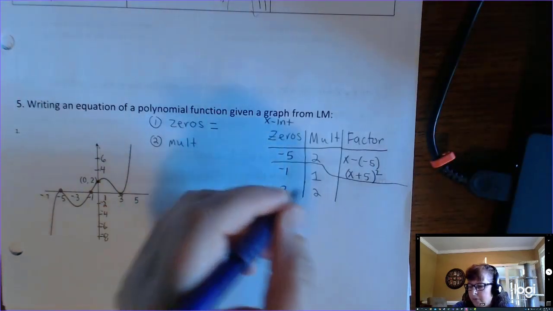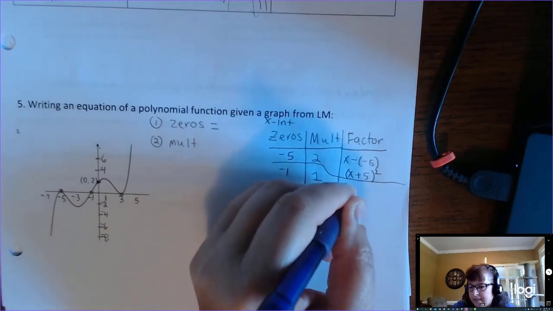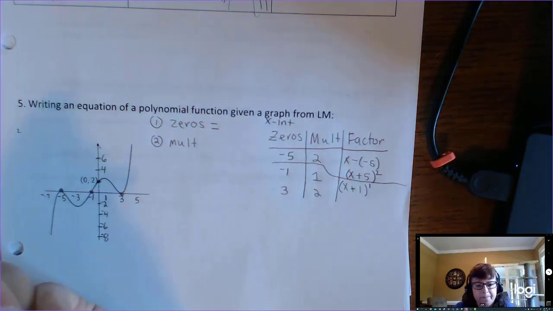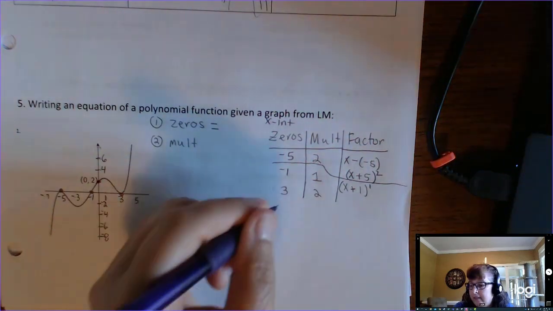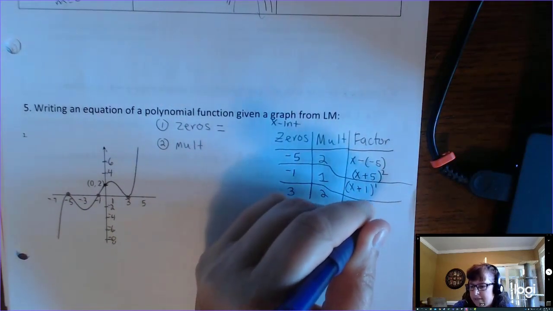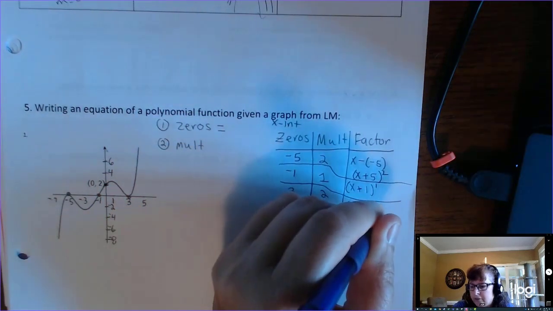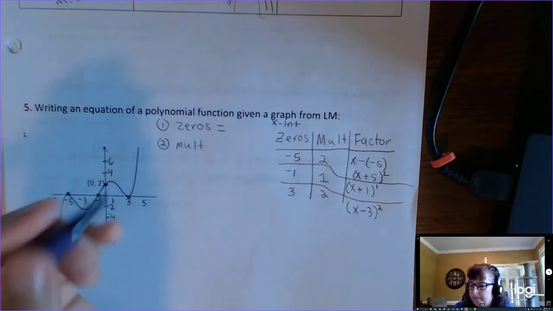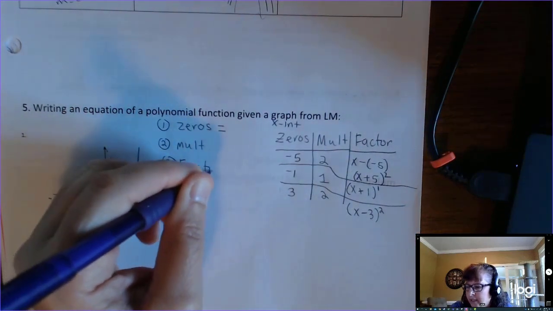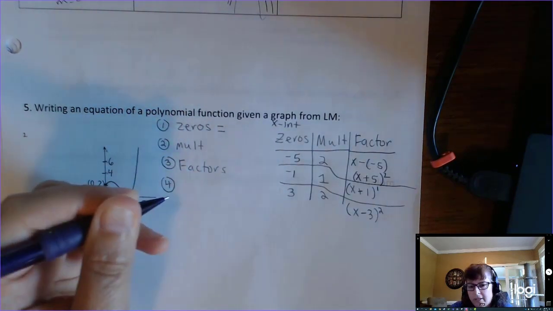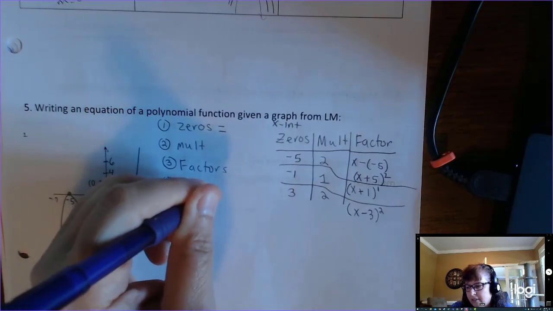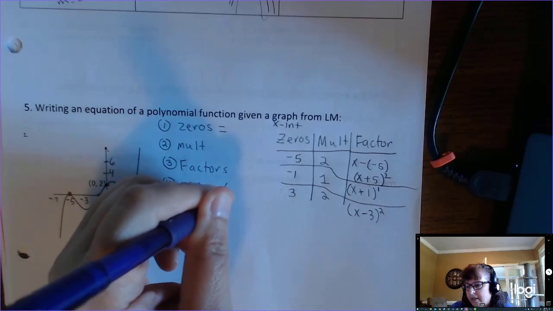The 0, -1 would have a factor x minus a -1 or x plus 1, and its multiplicity is just 1. So we don't really even need to write that, but I did. Okay, the next one, the 0 here would be the factor x minus 3, and then the multiplicity is 2, squared. So then after you find your zeros and their multiplicities and their factors, step 4 is you have to write the polynomial. But this is interesting. There is another number that you're going to need to find.